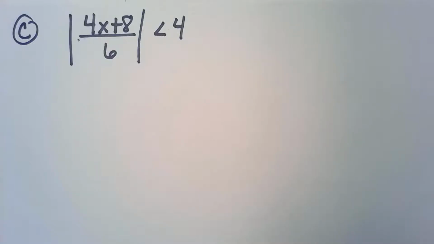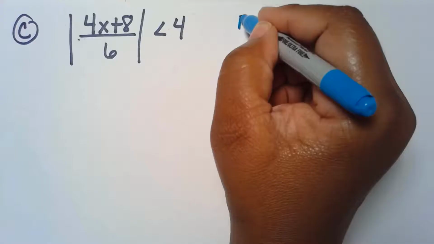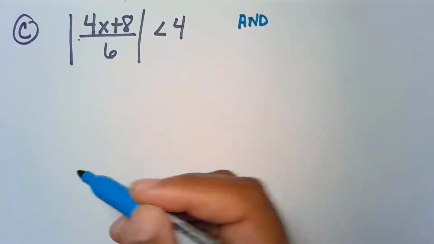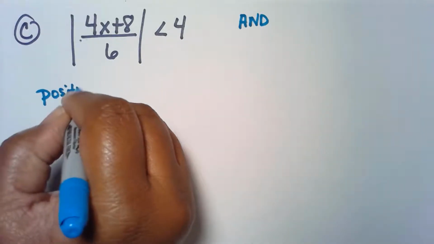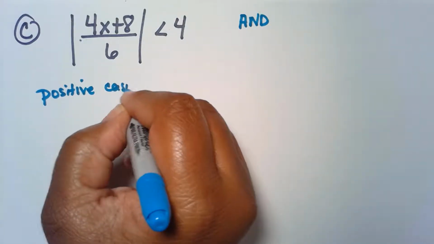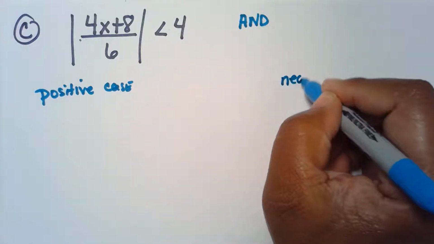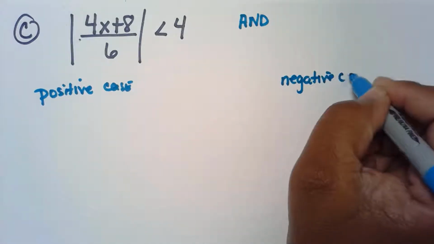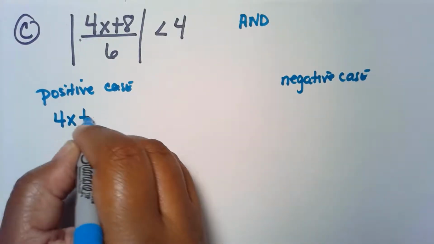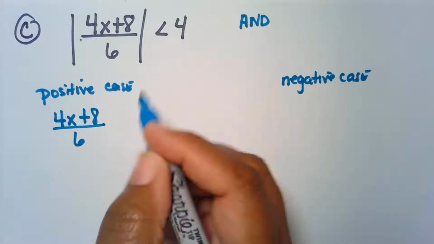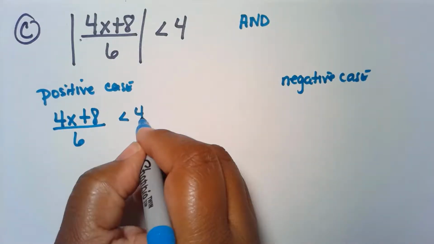All right, so we have here the absolute value of 4x plus 8 all over 6 is less than 4. This is less than, so this will be an and compound inequality. So two cases, a positive case and a negative case.